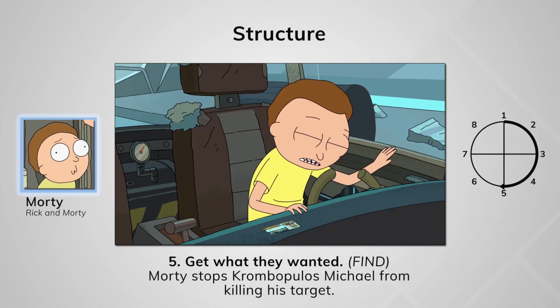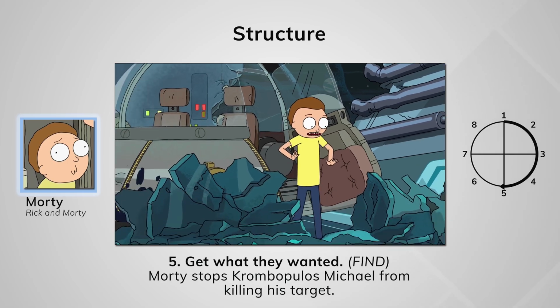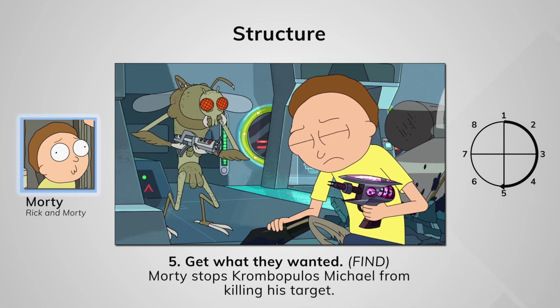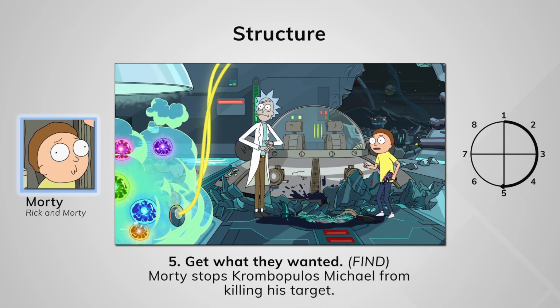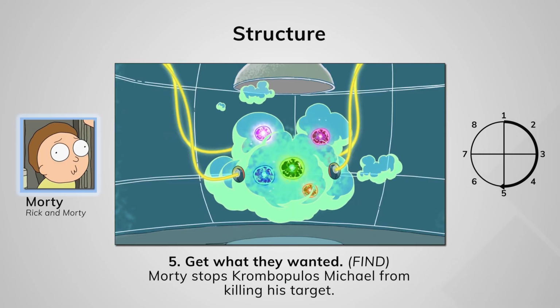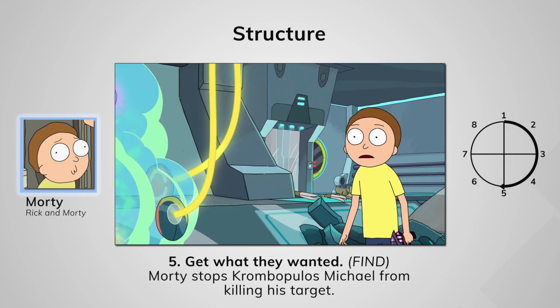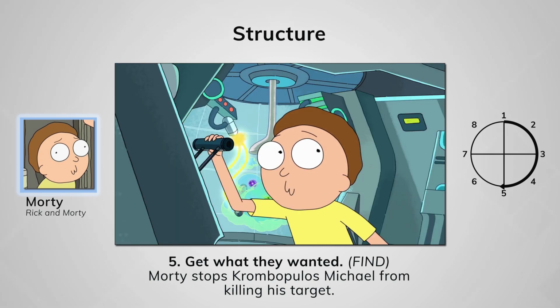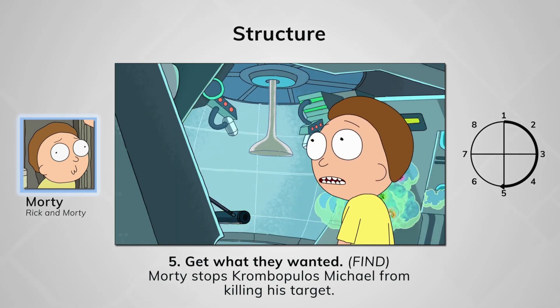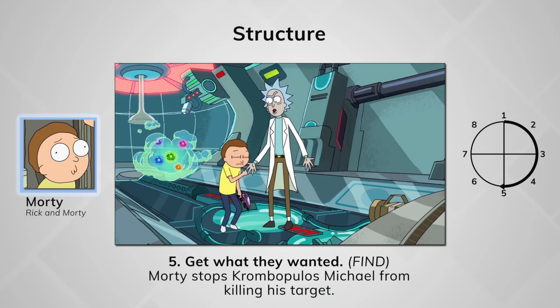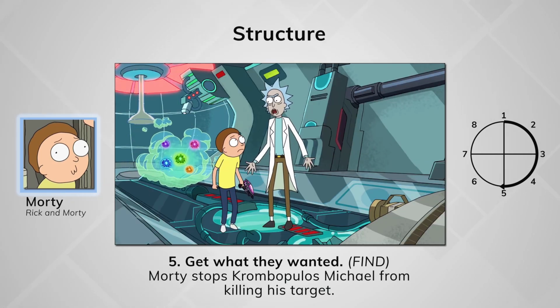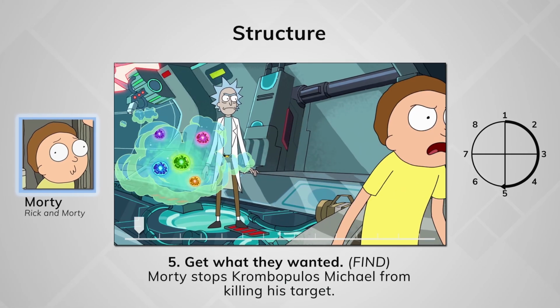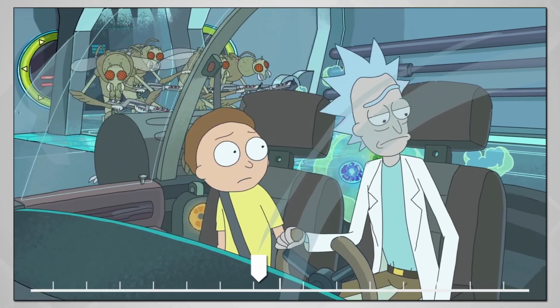At number 5, Morty gets what he wants when he stops K. Michael from killing his target. Morty has completed his philosophical mission and put the world back to its moral neutrality as Morty sees it. The nebulous being Fart now asks Morty to save him. Rick thinks this is a terrible idea, again following his belief that there is no objective morality and that we should not just save others for no reason. But Morty frees Fart. And this is the midpoint of the story.